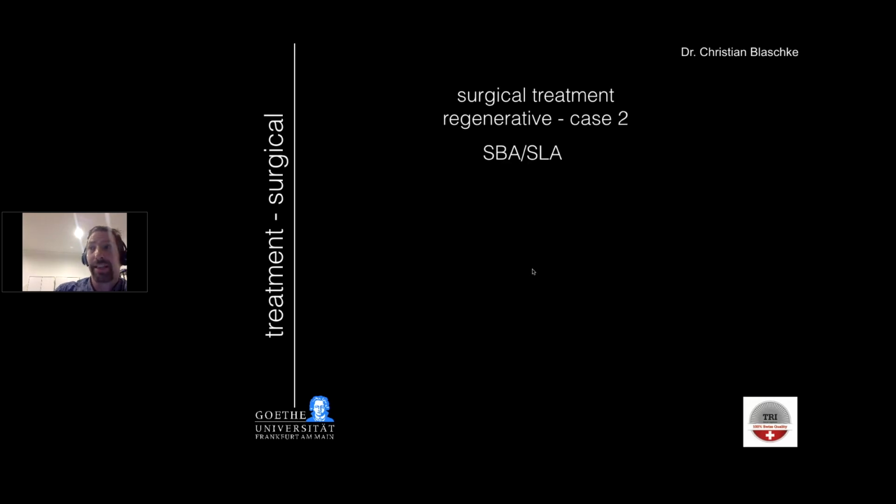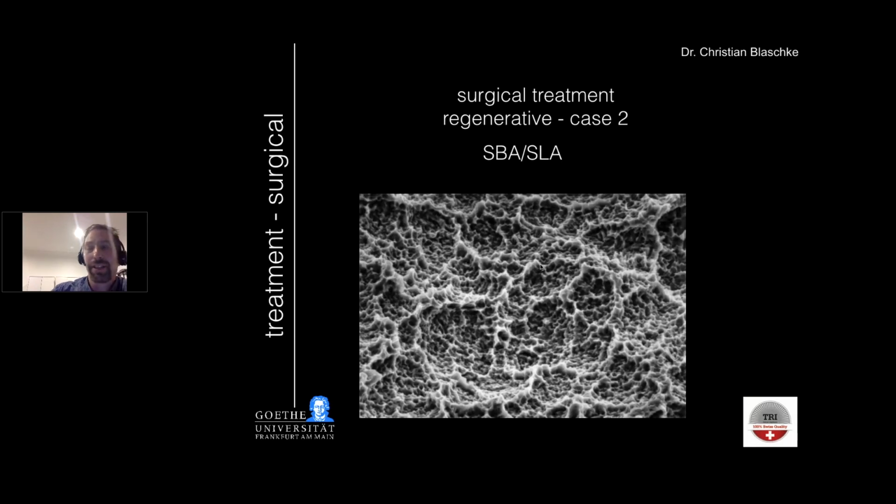The implant has an SBA surface, so it's a Tree implant. So SLA is the Straumann equivalent, SBA is the Tree equivalent, but that's how the surface looks like. So it's a moderate rough surface. It's not a super rough, it's moderate rough.